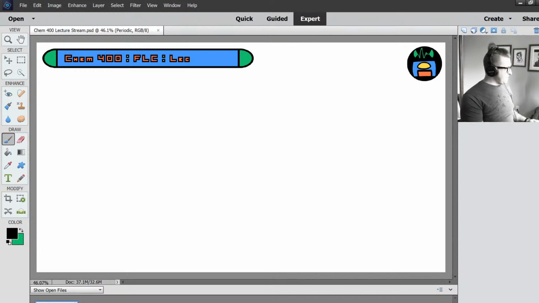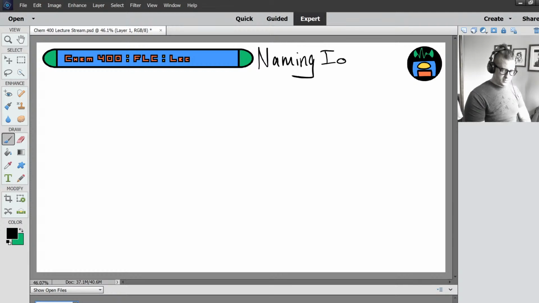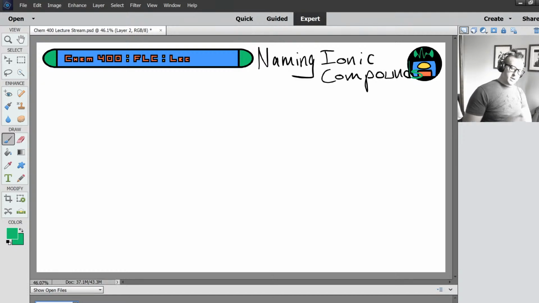So we left off on Monday talking about nomenclature, right? We are right in the thick of naming ionic compounds. So we're in the middle of naming ionic compounds, right? And we said that when you're given a chemical formula, naming the ionic compound is fairly straightforward, right? It's just cation name followed by anion name.